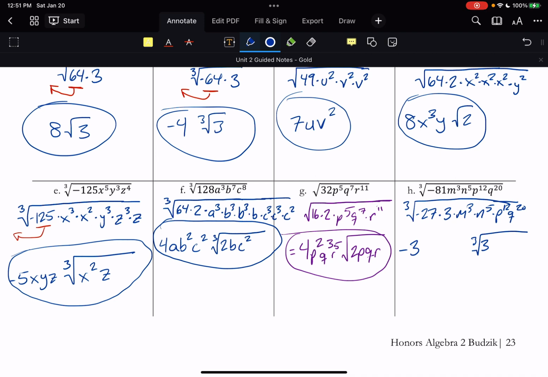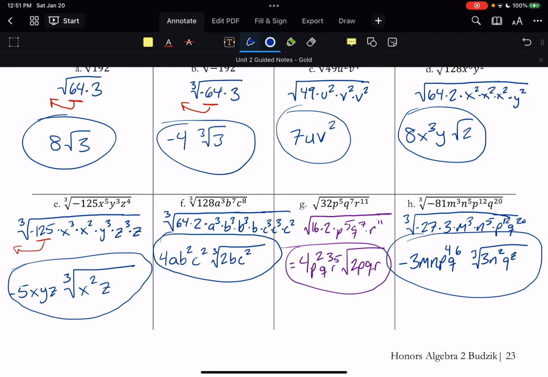M cubed, I have one set of triples, so I can pull that m out, and I don't have anything left. N to the 5th, I have one full n I can pull out, and I have 2 n's left over inside of my cube root. P to the 12th, I have 4 sets of triples I pull out, none left. And then q to the 20th, I have 6 I can pull out, and I have 2 left inside of my cube root. So that's the deal with simplifying radicals.